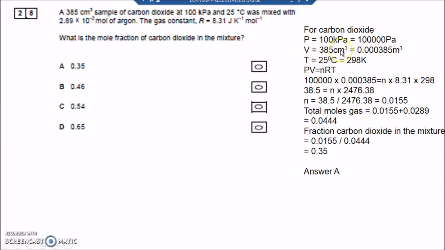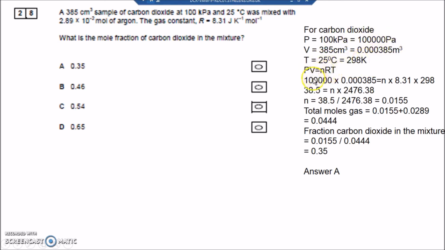Volume is 385 centimetres cubed. To get it up into decimetres cubed, a larger unit, I divide by 1,000, so that will be 0.385 decimetres cubed. And to go up into another larger unit, metres cubed, from decimetres cubed, I divide by 1,000 again, so 0.000385 metres cubed. 25 degrees C into Kelvin, I add on 273, so 273 add 25 is 298 Kelvin. Now I've got all of those in the right units: pascals, metres cubed and Kelvin.